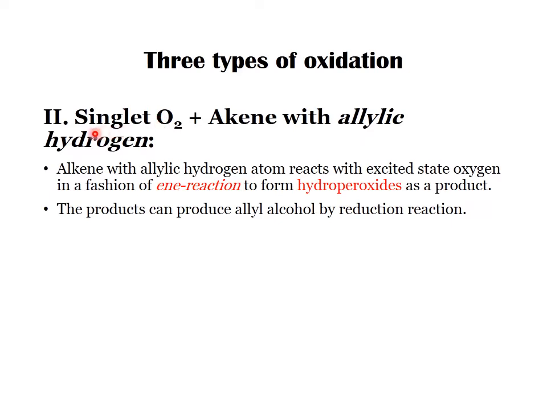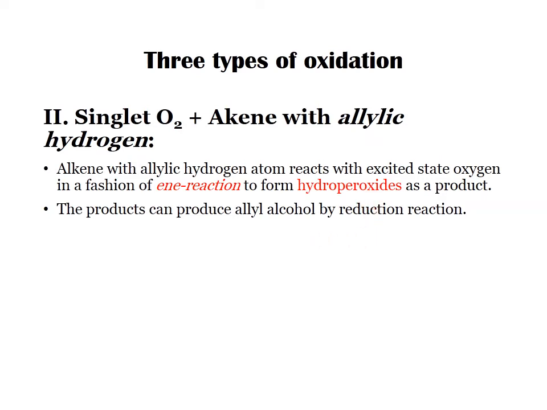Now, in the second type of reaction, your excited state oxygen is going to react with alkene, and the alkene should have at least one allylic hydrogen. Okay, so alkene with one allyl hydrogen reacts with excited state oxygen in the fashion of an ene reaction, and it will form hydroperoxide as a product. And hydroperoxide, if we add a suitable reducing agent, will give allyl alcohol as a product.